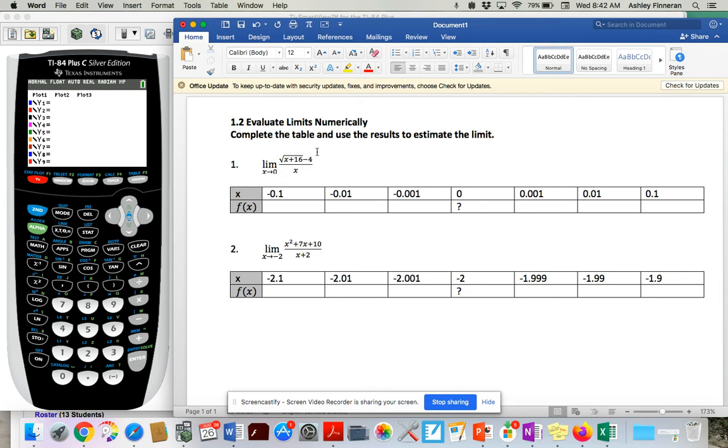But what I'm going to be typing in my calculator right now is the function that we are evaluating the limit for. So I want to approximate what is the limit as x approaches 0 of radical x plus 16 minus 4 all over x.